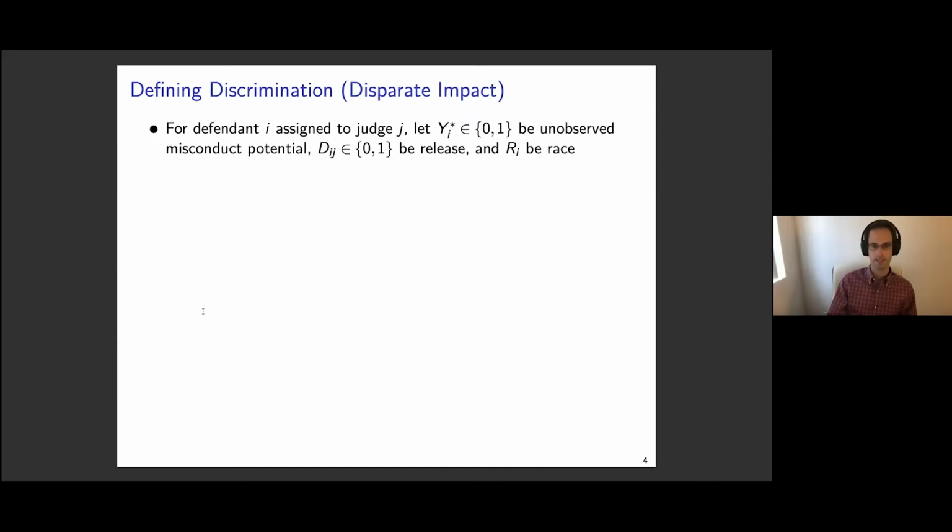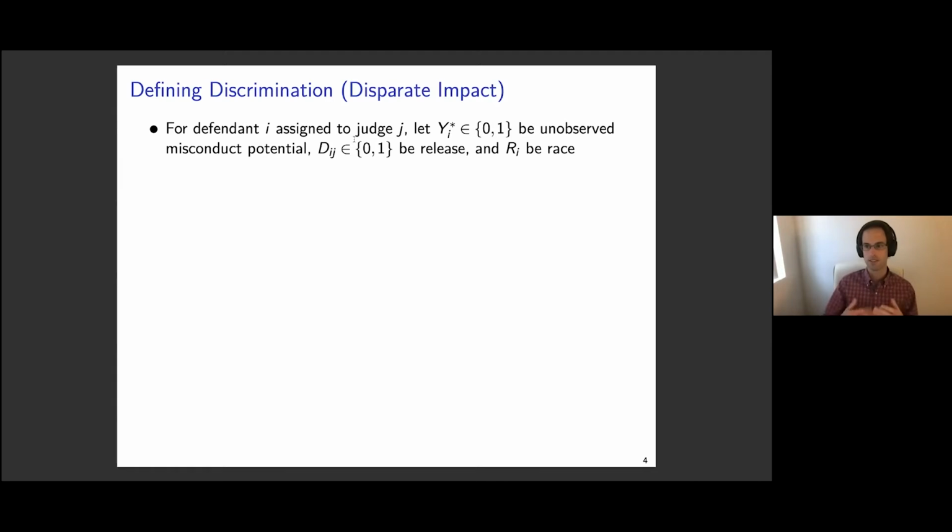All right, to really pin down exactly what we're after, I'm going to introduce a little bit of notation now. Defendants are going to be indexed by i, and judges are going to be indexed by j. We're going to let Y_i star be the unobserved misconduct potential of a defendant. If Y_i star equals 1, that indicates that if this individual is released before their trial, they will engage in pretrial misconduct. If Y_i star is equal to 0, if they're released, they won't. It's unobserved because some defendants are detained and we will never see whether they would have engaged in pretrial misconduct had they been released.